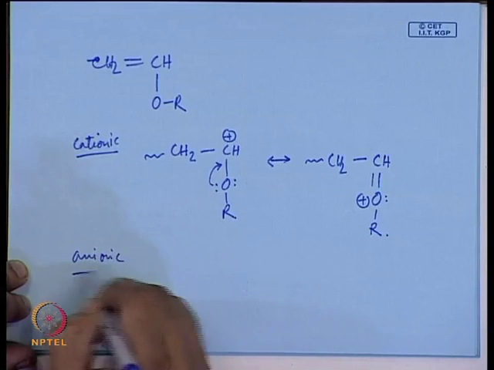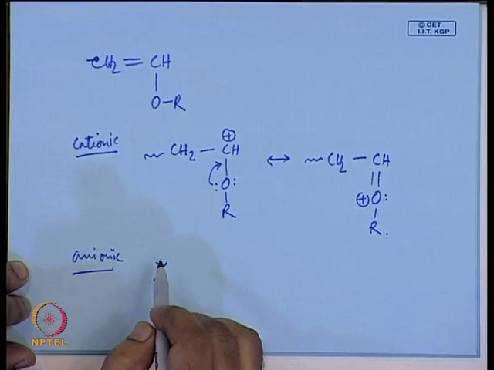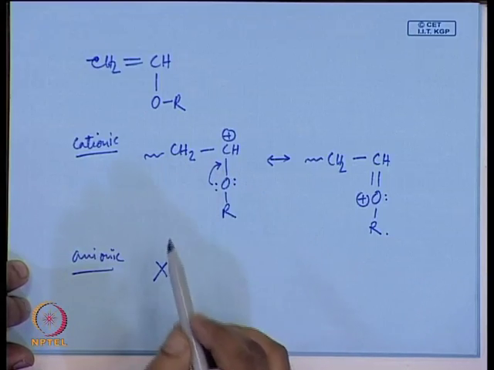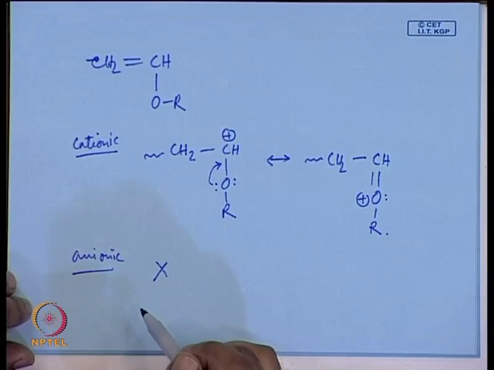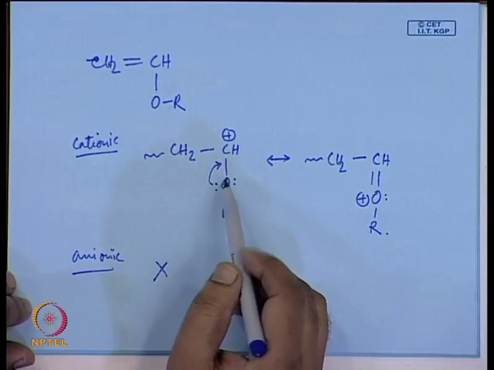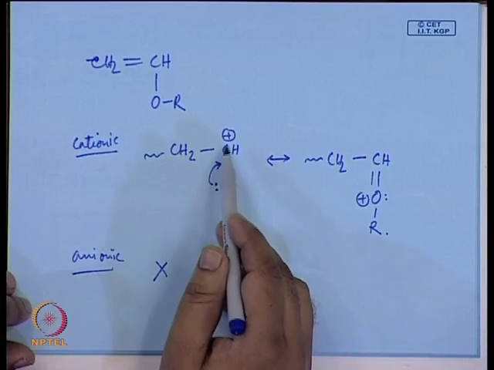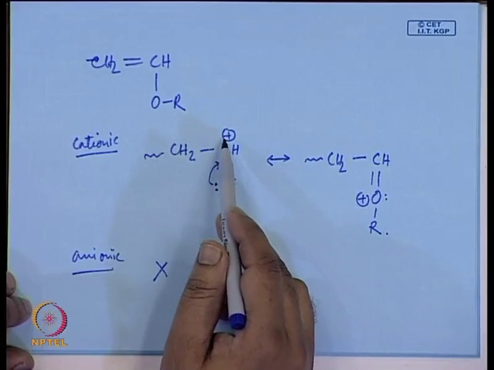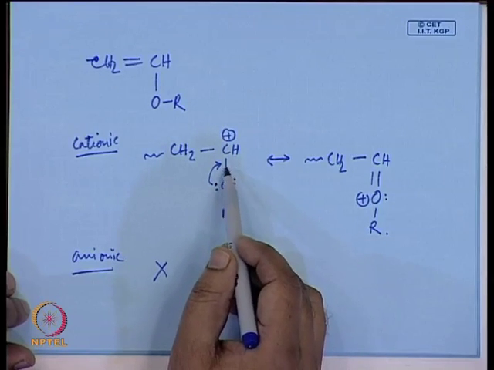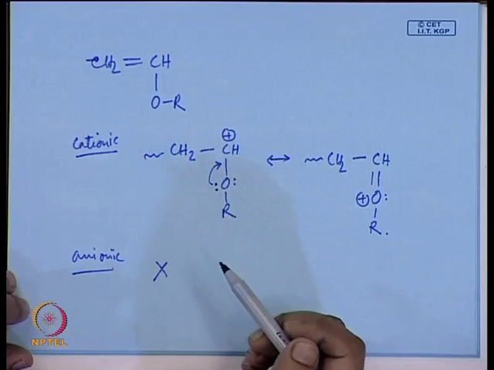Anionic? No, it cannot be polymerized by anionic species, because if you have a strong electron donating group here, anionic cannot work. If you have a resonating group here, which is electron donating, electron pushing, it cannot stabilize an anionic group here, even though there is a weak electron withdrawing effect of this OR group by inductive effect.